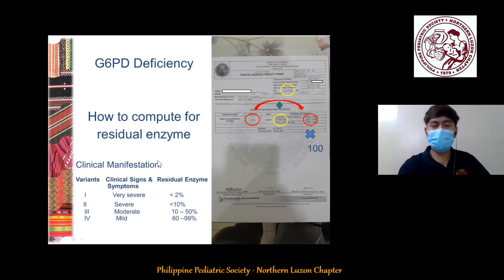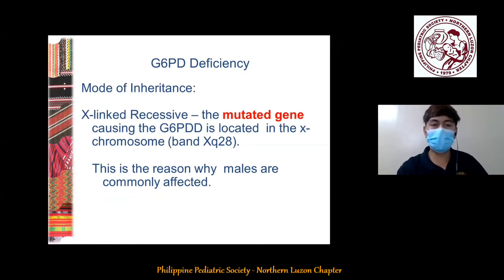Okay, G6PD deficiency is not that lethal naman, di ba? Ano ba ang implication nito, variants na to? Ibig lang sabihin, kapag mas mataas ito, yung result, mild, i-compare mo sa severe, mas madaling magkakaroon ng sintomas si patient na severe kaysa kay mild. Yan. Okay? So, G6PD deficiency, mode of inheritance, X-linked recessive. Okay, pag sinabing X-linked recessive, the mutated gene causing the G6PD deficiency is located in the X chromosome. This is the reason why males are commonly affected.